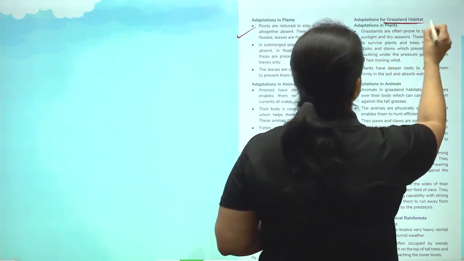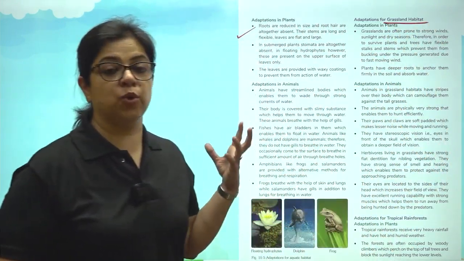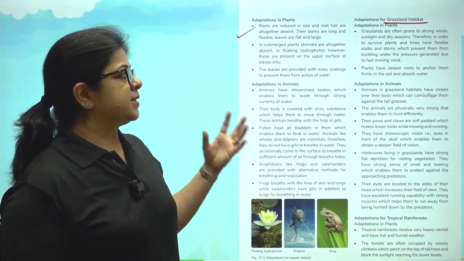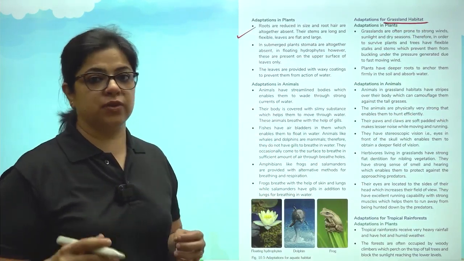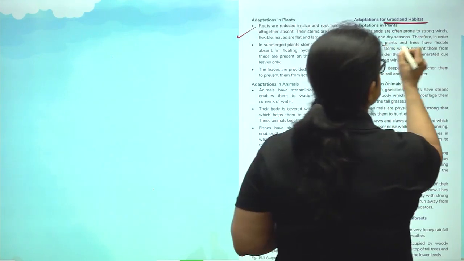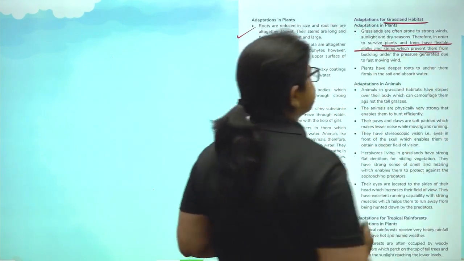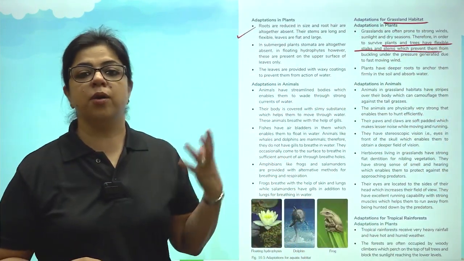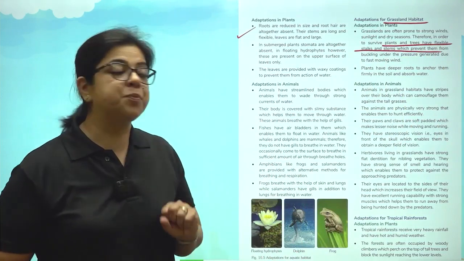Coming to adaptations in grassland habitat. They are prone to very strong wind, sunlight and dry season. Therefore, the plants and trees will have flexible stalks and stems which will prevent them from breaking. They will have deep roots.